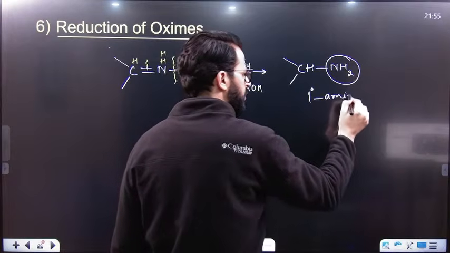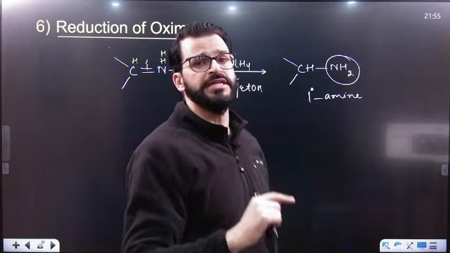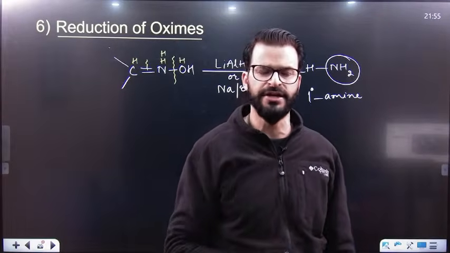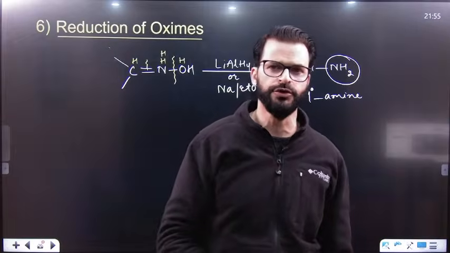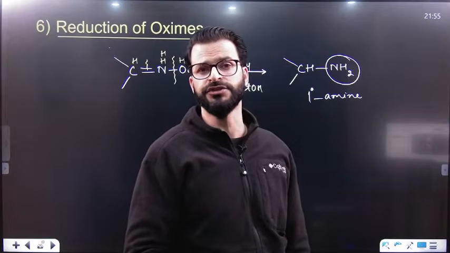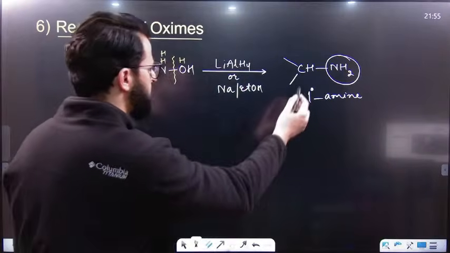So whenever NH2 is the functional group, it's a primary amine. Whenever NH is the functional group, it's a secondary amine. Whenever it's a tertiary nitrogen, in which nitrogen is attached to three carbons on three sides, then it's a tertiary amine. So this is a primary amine.